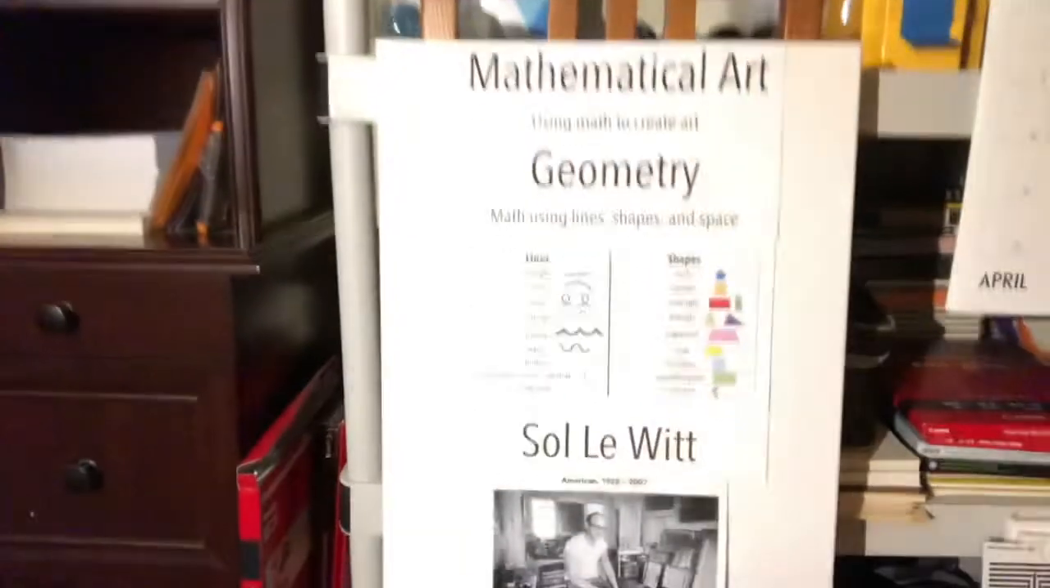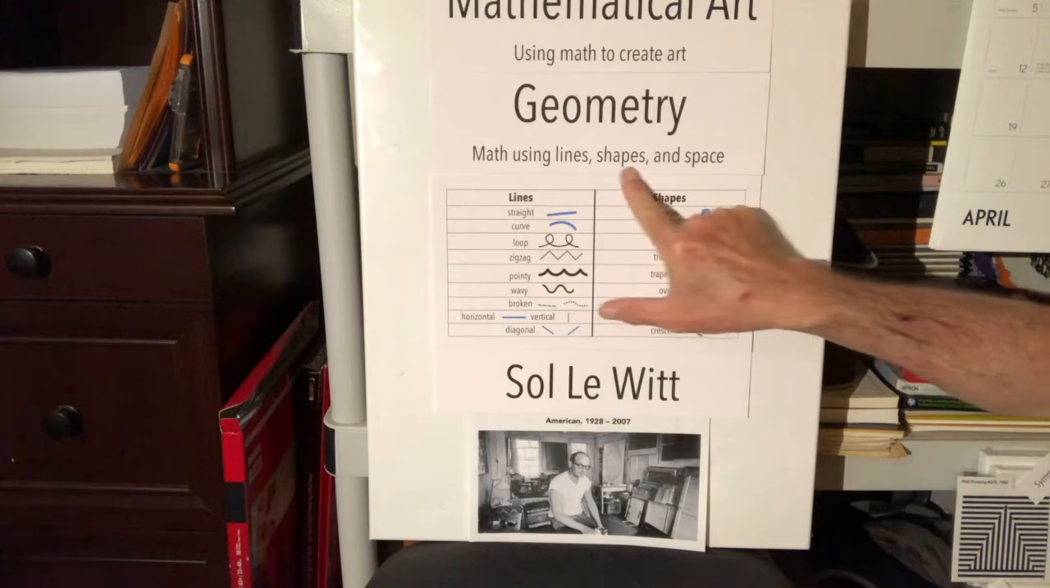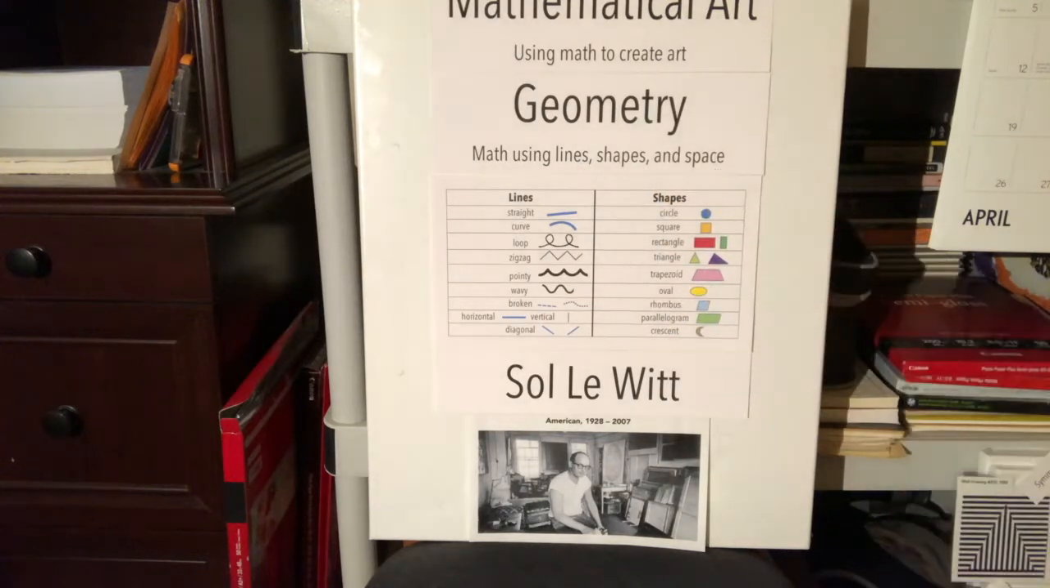We talked about space a couple videos ago. A space is an area of any shape that you can put things in or fill up. So geometry is the math that's using lines, shapes, and space.